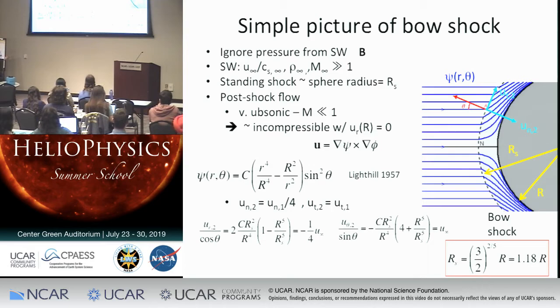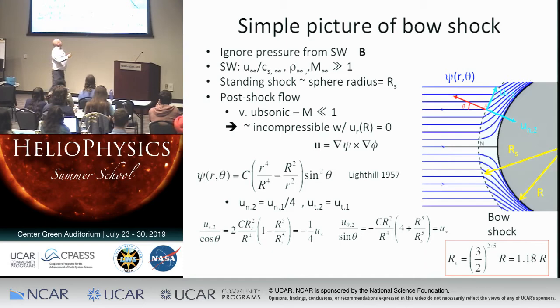What you need is a solution to a second order differential equation. The solution was nicely worked out for us by Lighthill. You just match some things. You find that the standoff distance really, at very high Mach numbers, is independent of the flow speed. It's just basically 1.18 times the radius of the object. You just flow around that.